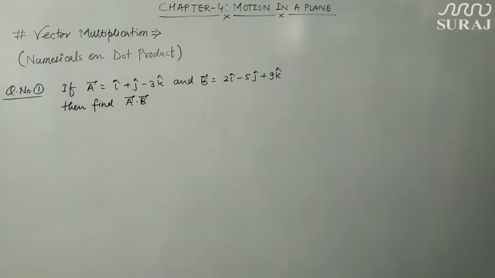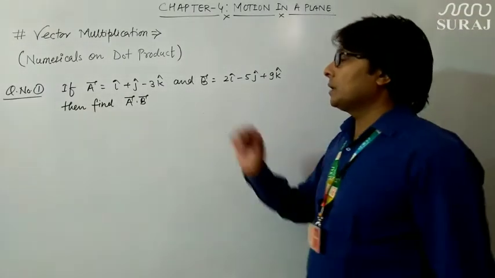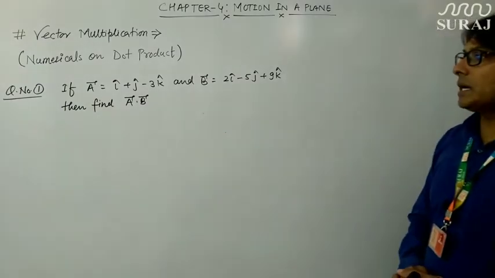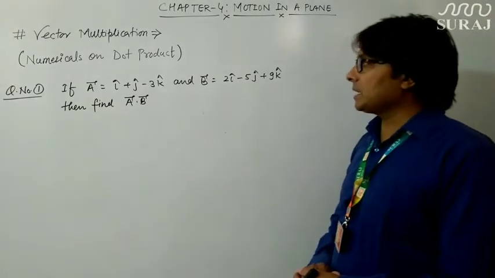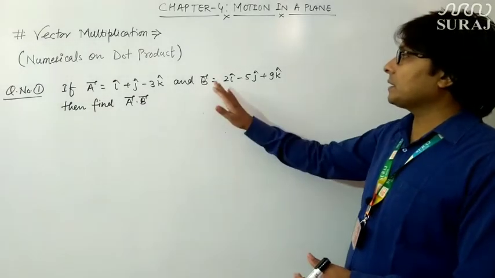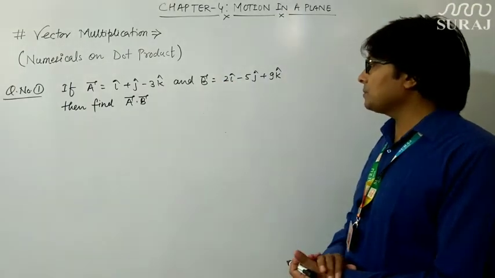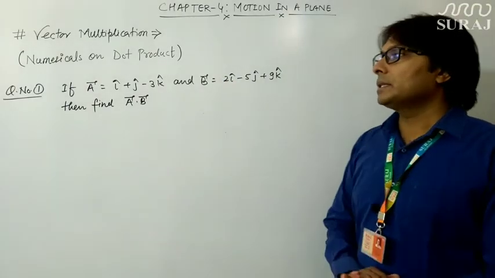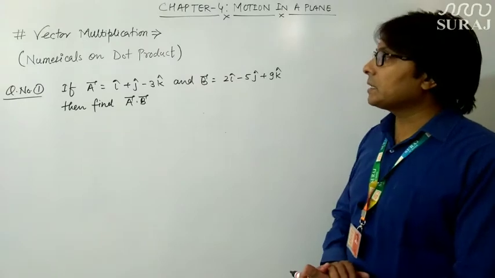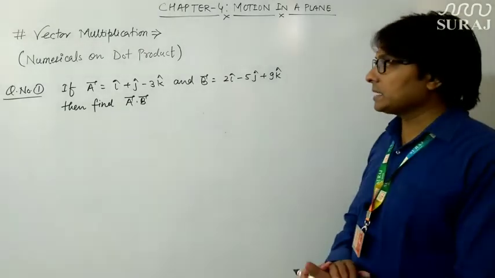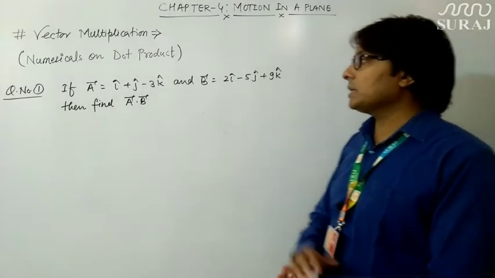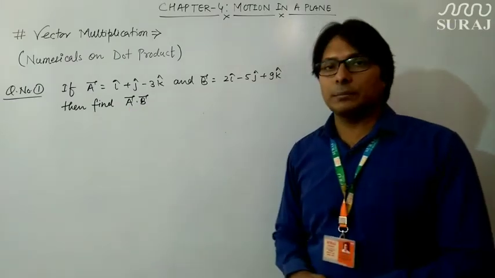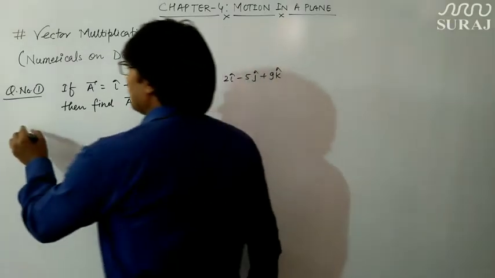So this is the first question we have taken. If a vector is equal to i cap plus j cap minus 3k cap and b vector is equal to 2i cap minus 5j cap plus 9k cap, then find a vector dot b vector. That is, we have to calculate the dot product of a vector with b vector.